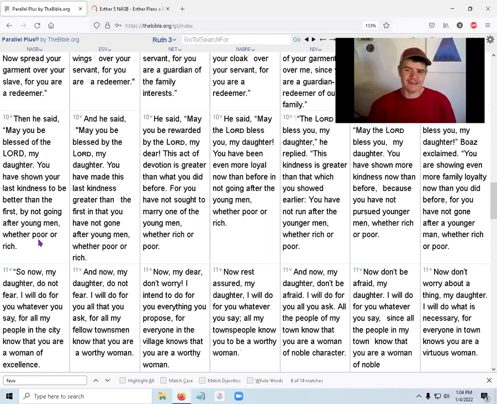Well, here, he's not actually saying this is a kindness. It's not really a kindness. In fact, it's a virtuous thing that she would not go after young men, but go after the actual redeemer of the law. He's the closest relative. She didn't just say, "Hey, I want to shack up with some young man, forget the law of Israel." She's doing the law of Israel, and he's saying that's a good thing. God's kindness brings us to repentance. You have shown your last kindness.